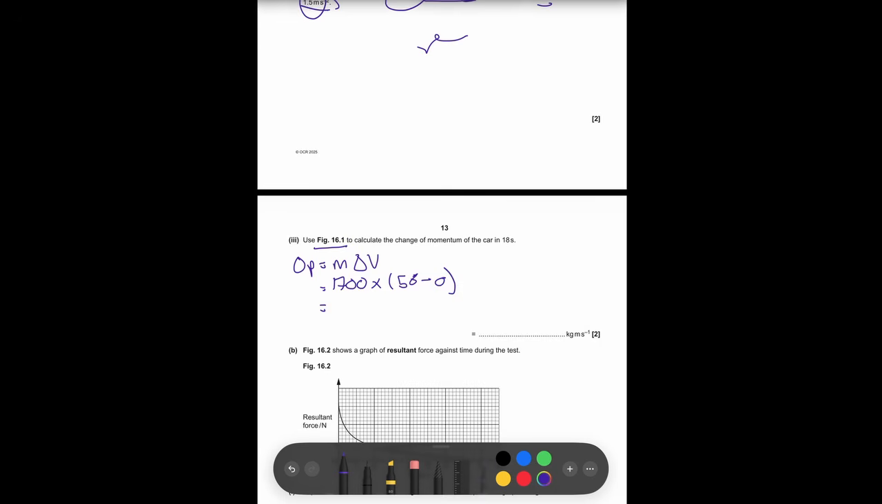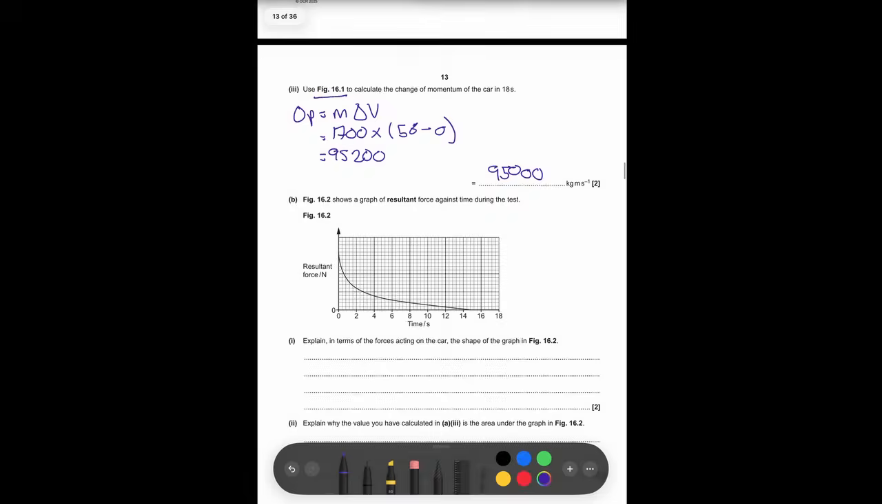Put that in the calculator, and it says 95,200. Two significant figures I should do here, and 95,000 is the answer. So yeah, pretty straightforward, to be fair.